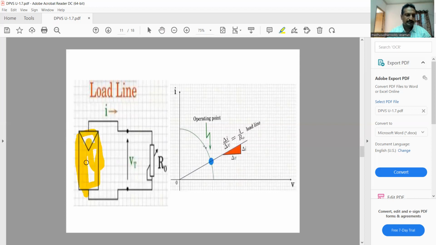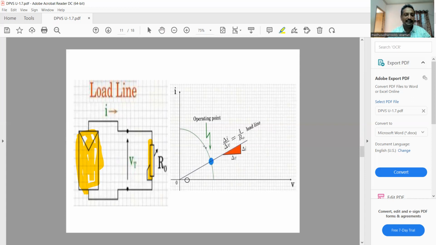So this is about the cell. For this we are connecting the load. This is about the load. This load is a variable R0. If R0 varies, this line also varies.